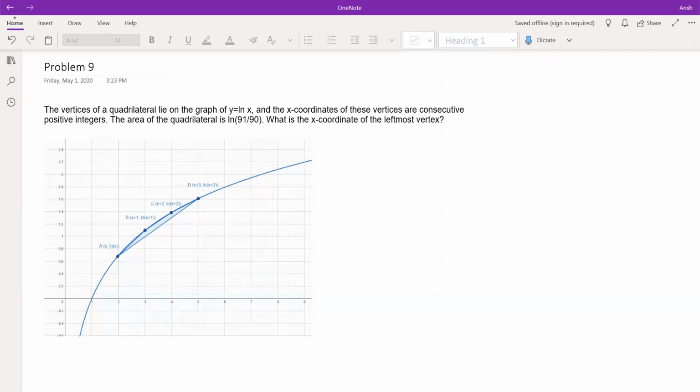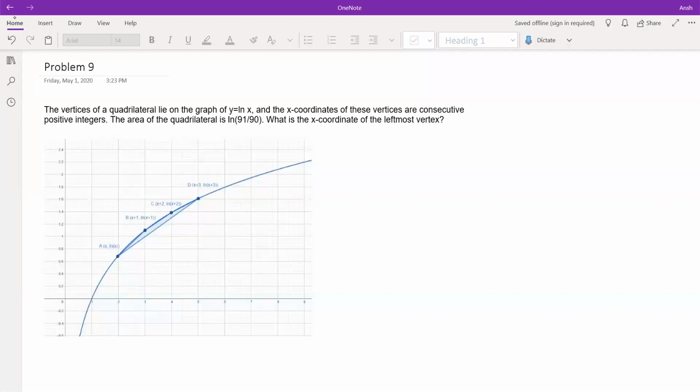So if you look at our graph, we have 4 points of our quadrilateral: (x, ln x), since they lie on the graph of y equals ln x, then (x+1, ln(x+1)), then (x+2, ln(x+2)), and (x+3, ln(x+3)).